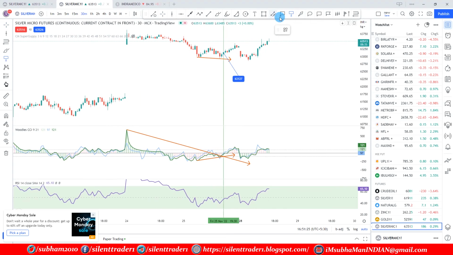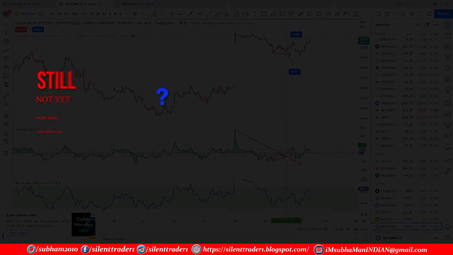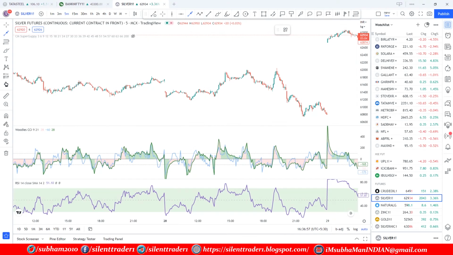Buy indication at 63127 area. And it's hit the 63386 area and more. It's 250 and more points profit from silver micro stocks. And now see the prediction of the last day.